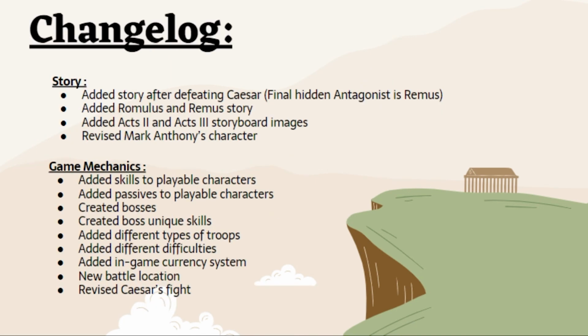In conclusion, here are some of the improvements we made since the midterms, such as adding more to the story, adding characters from the past such as Remus and Romulus, adding more storyboard images, and fleshing out battle mechanics for the players and bosses. With that, we've come to the end of the presentation.